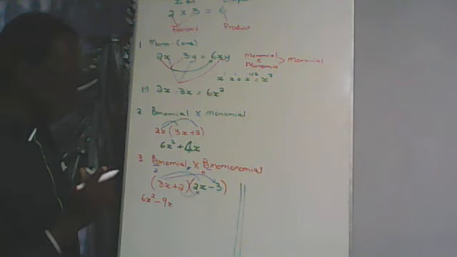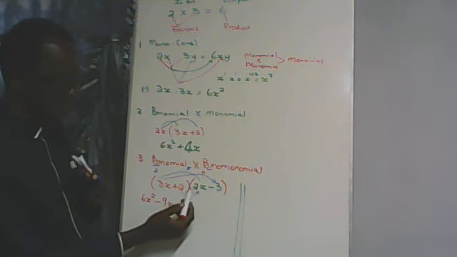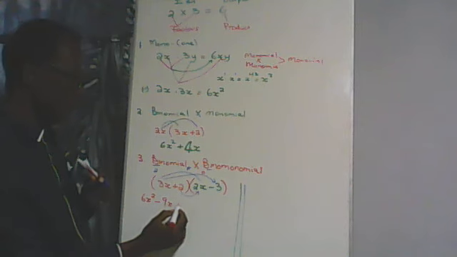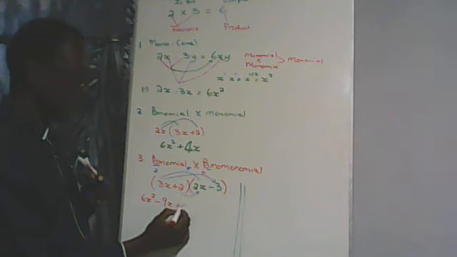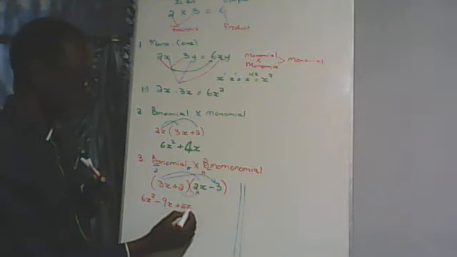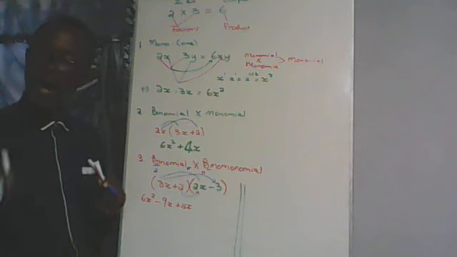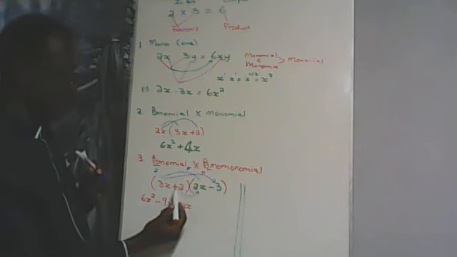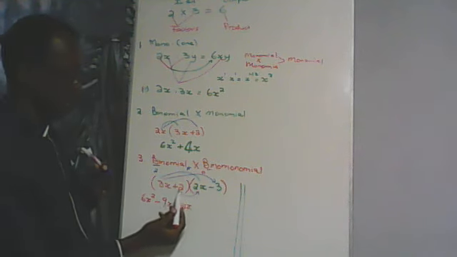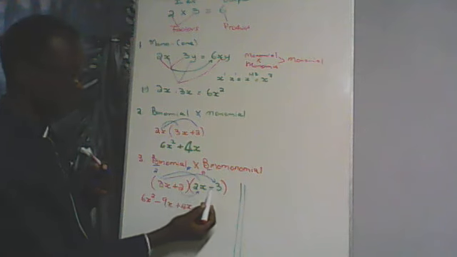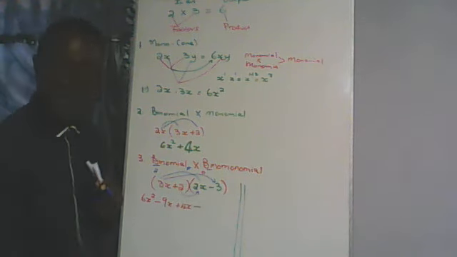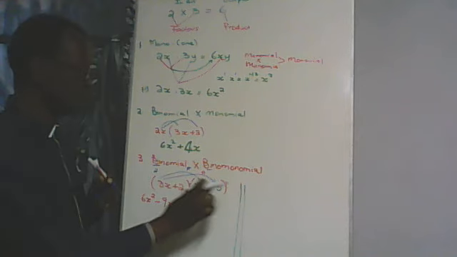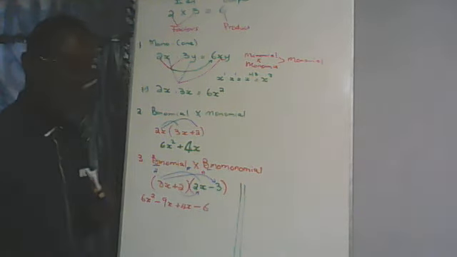Now this is positive, positive. Positive by positive, we get a positive. Two like signs, you get a positive. 2 times 2x gives you 4x. And then L. L is the last. These are the last 2 terms. Positive and negative. Two unlike signs. What do you get? A negative. Then 2 times 3 gives you 6.